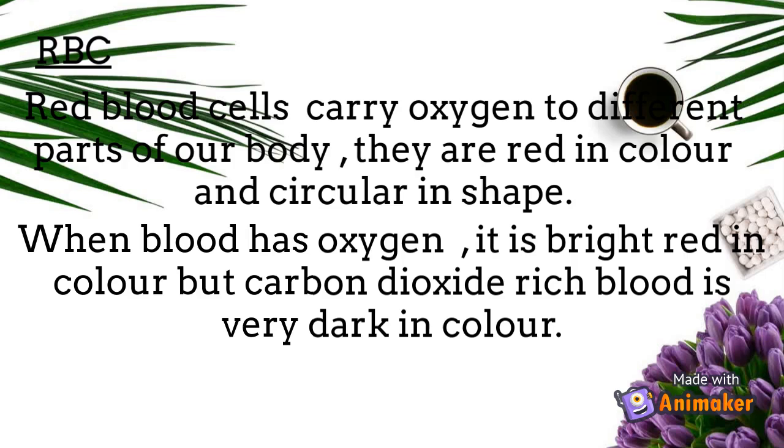RBC. Red blood cells carry oxygen to different parts of our body. They are red in color and circular in shape. When blood has oxygen, it is bright red in color, but carbon dioxide-rich blood is very dark in color.